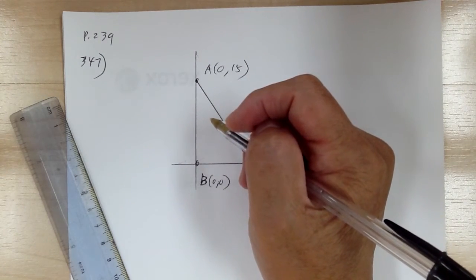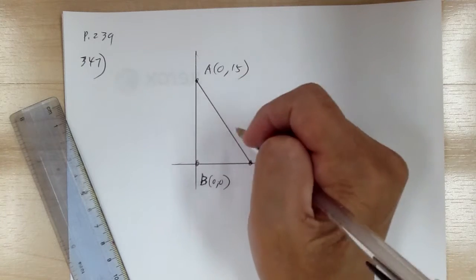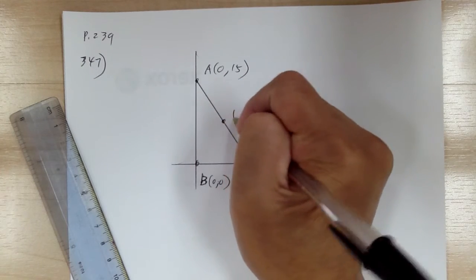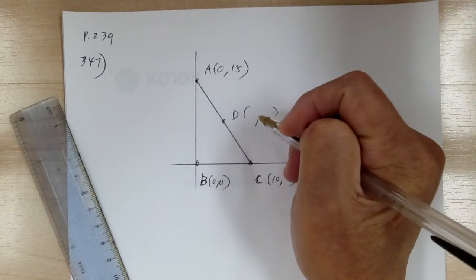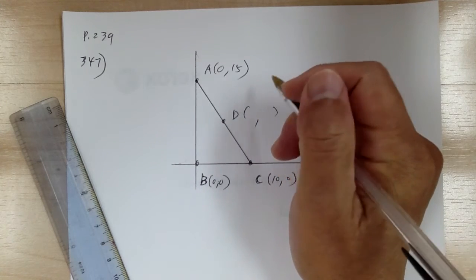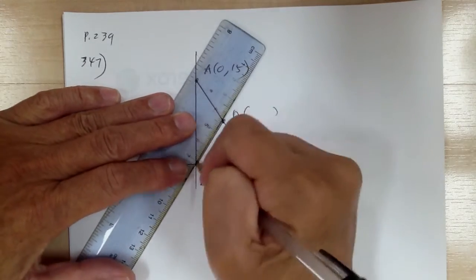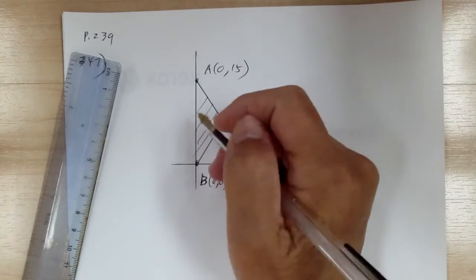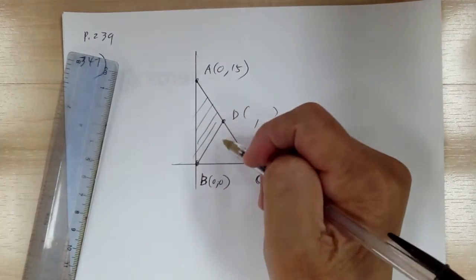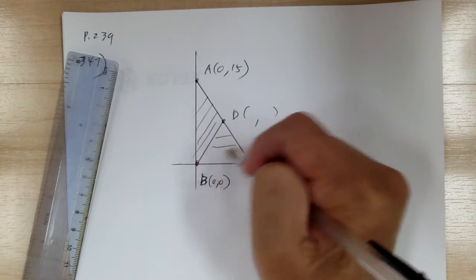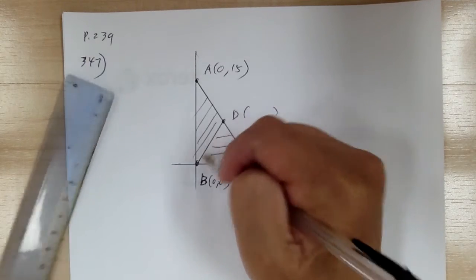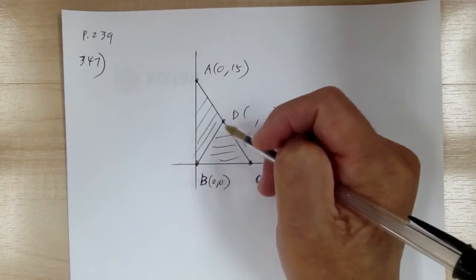Okay, and then you want to find the coordinate of D so that the area of triangle ABD is equal to the area of DBC. So you want to find the coordinate of this so that these will have equal area.